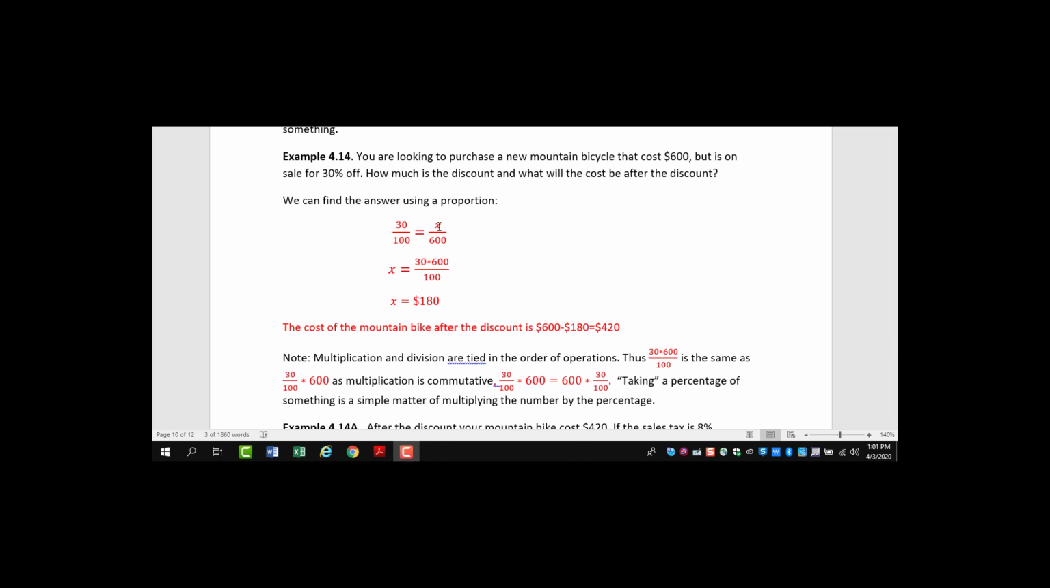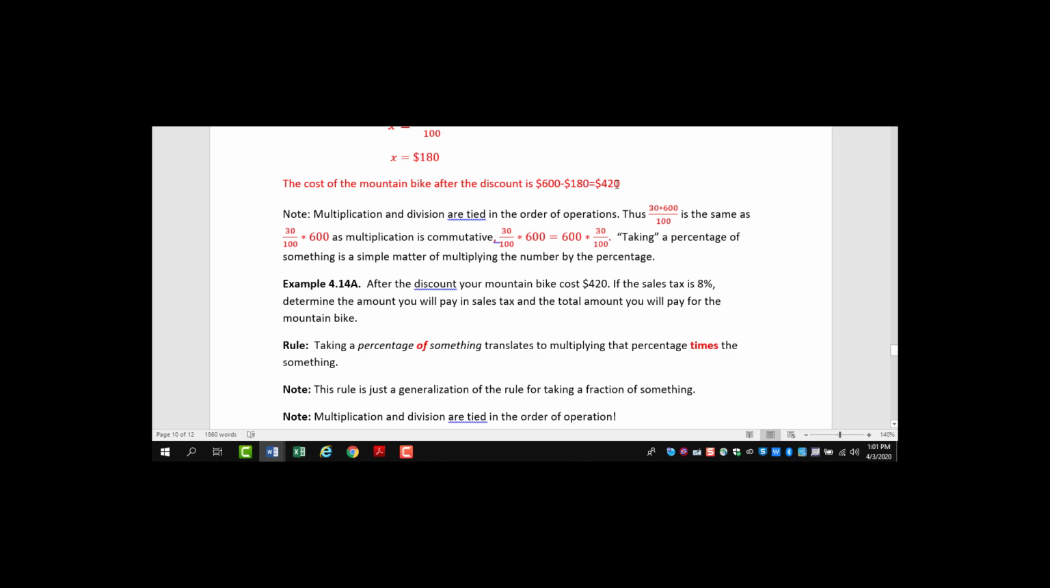So x is 180. So it's important to understand this. 30 over 100 is the same number as 180 over 600. So the cost of the mountain bike after the discount, you take the 600, subtract 180, you get 420. Okay?